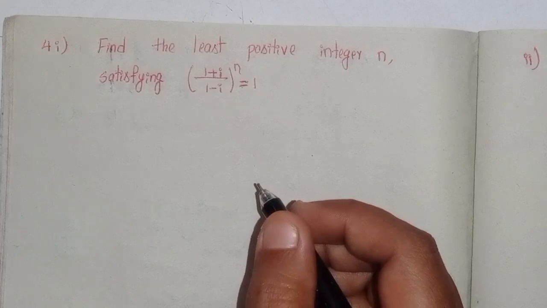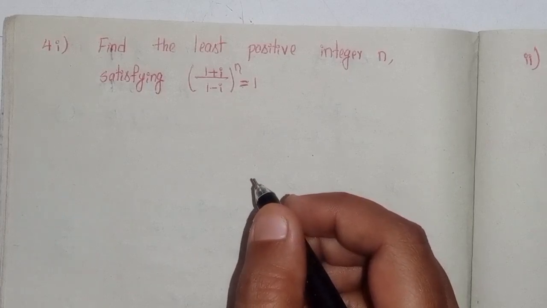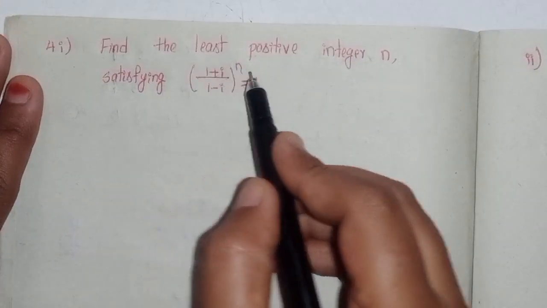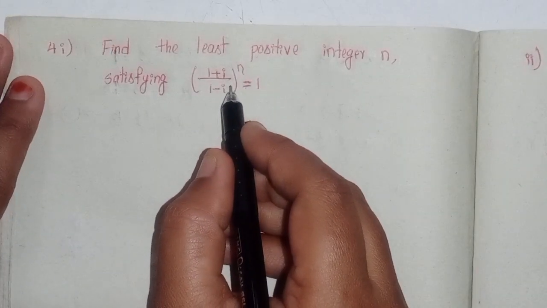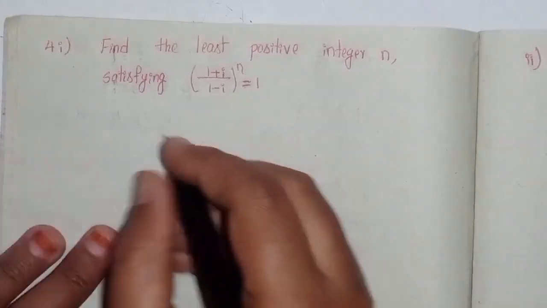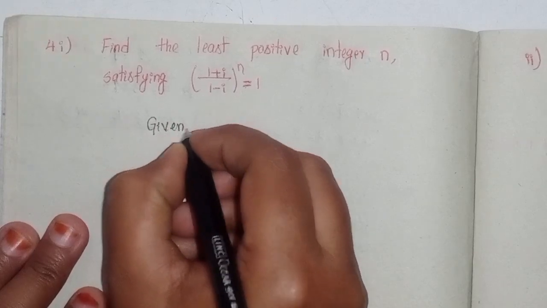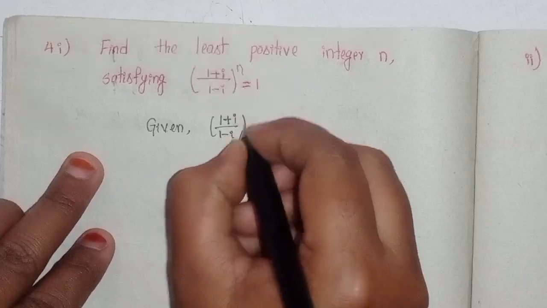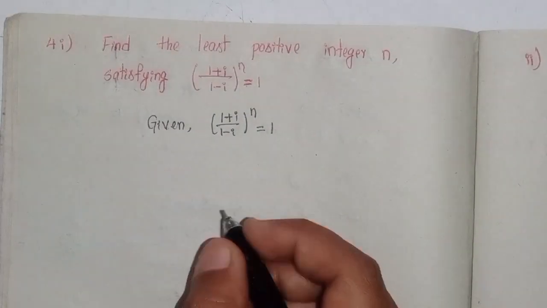Today we'll discuss Intermediate second year 2A, Chapter 1, Complex Numbers, Exercise 1B, second Roman numeral, fourth problem, beta. Find the least positive integer n satisfying ((1 plus i) by (1 minus i)) whole to the power of n equal to 1. Given ((1 plus i) by (1 minus i)) whole to the power of n equal to 1.